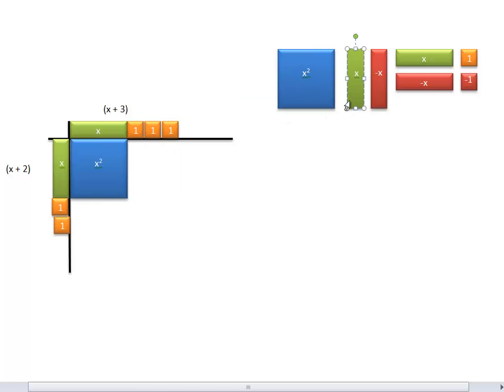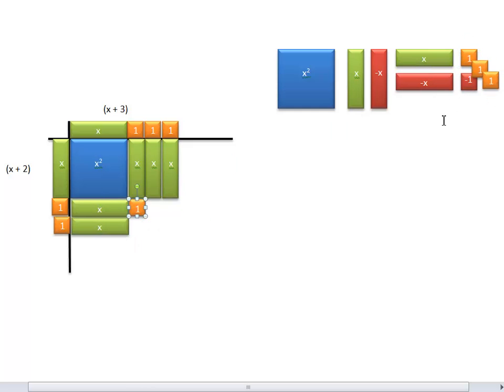X times x is x squared. X times 3 is 3 x's. 2 times x is 2 x. And 2 times 3 is 6. Finally, read the resulting area. X squared plus 5 x plus 6.